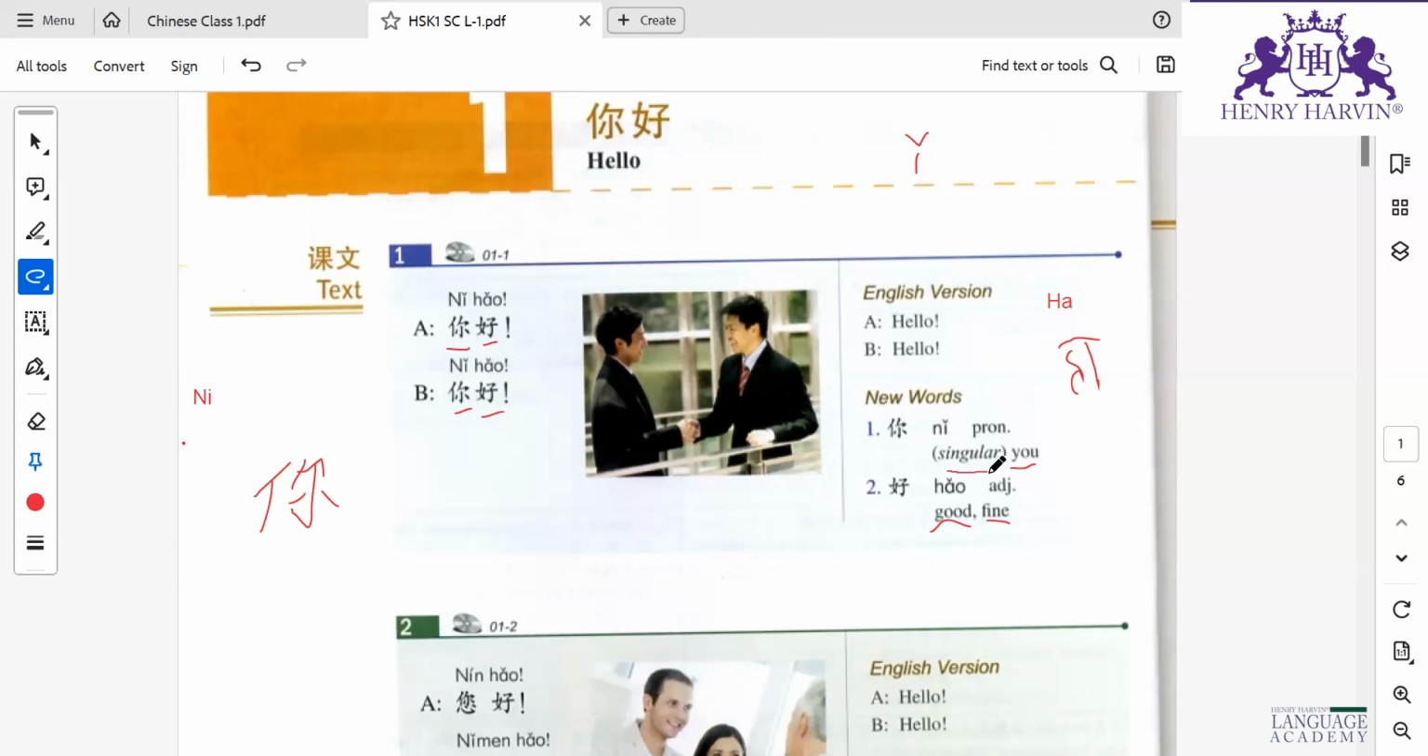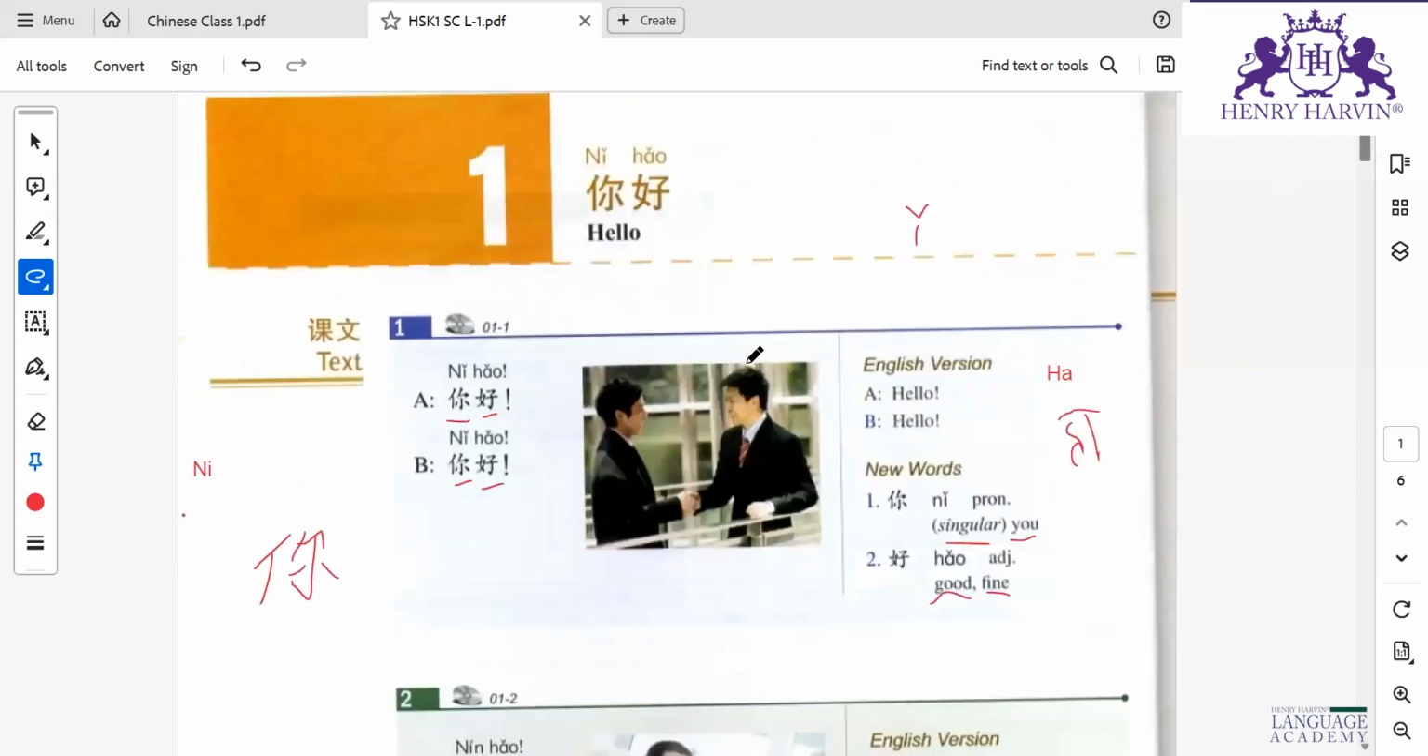They have also mentioned that here. This is only for the singular one. If there is more than one person in front of you, you can't use ni. And hao means good or fine. For good, fine, okay, you can say hao. Like if I'm saying okay, in place of okay I can say hao.